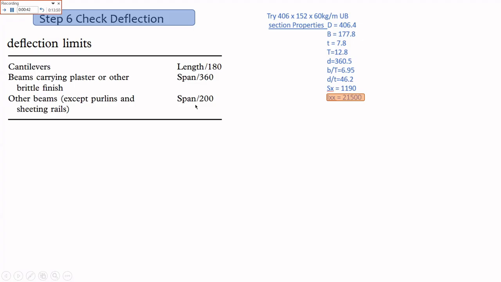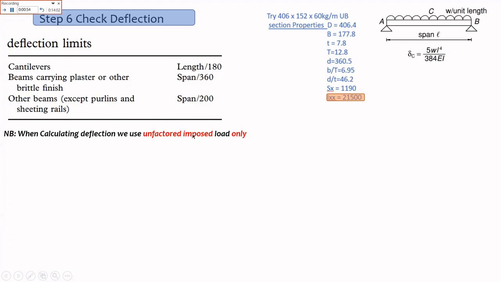All right. So how do we calculate deflection? According to Macaulay's theorem, these are the formulas. This is for a beam that is carrying a UDL.